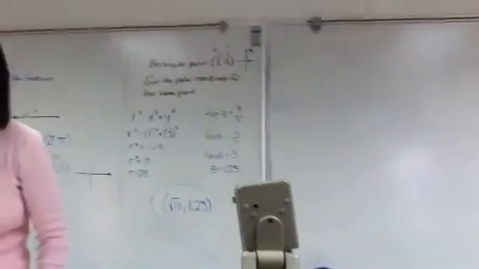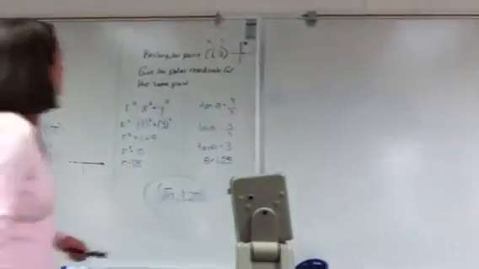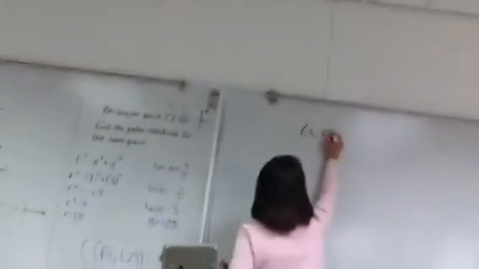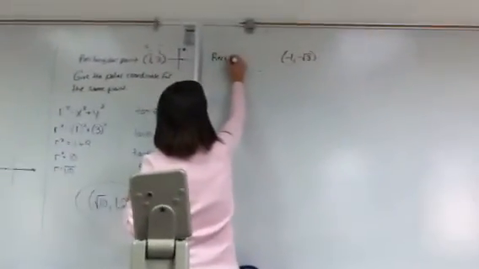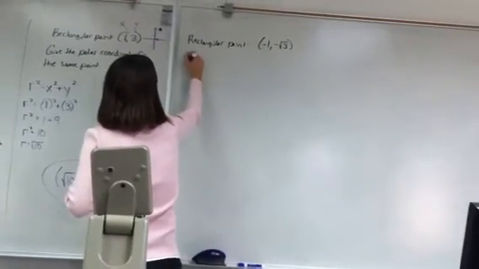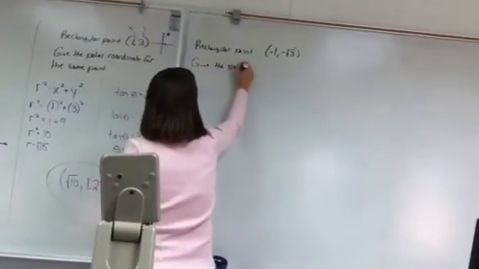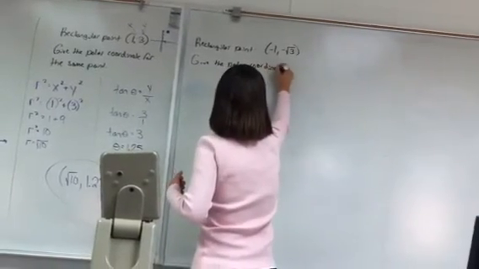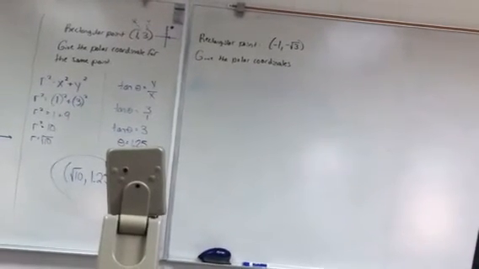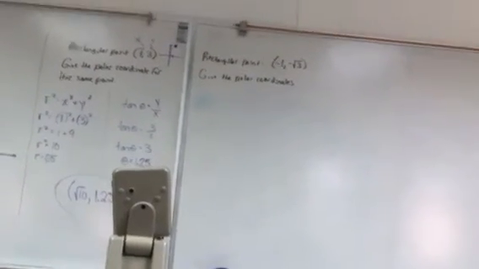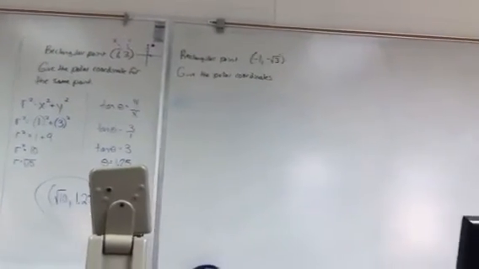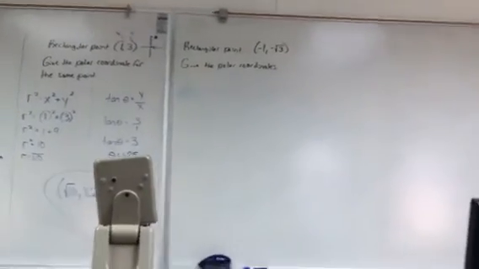All right, so what if our point had been -1, negative square root of 3. Okay, this is my rectangular point. And I want to give polar coordinates. Okay, so why don't you guys just see what you can do with this. It's going to be pretty much the same deal. Work on it a minute and then we'll put it up on the board.